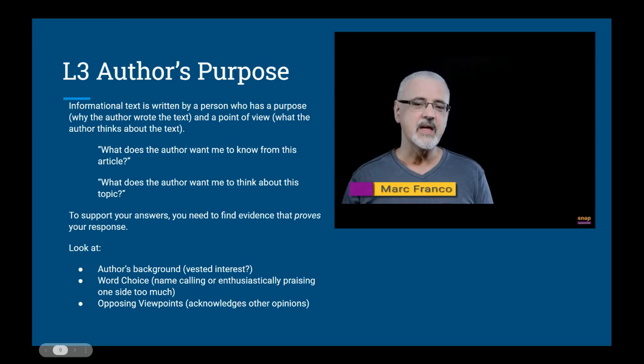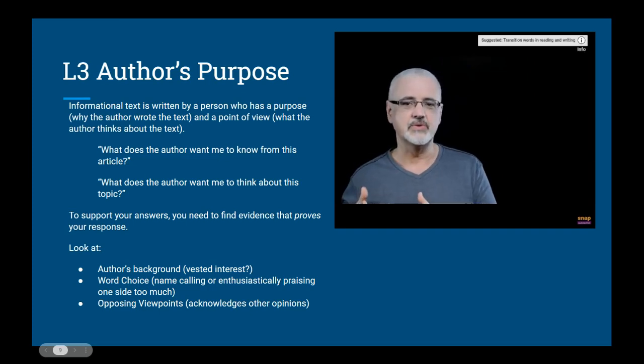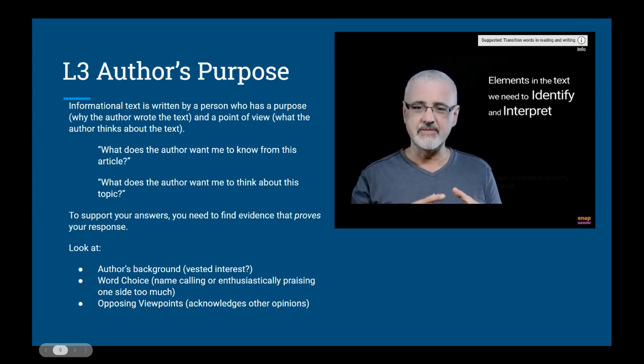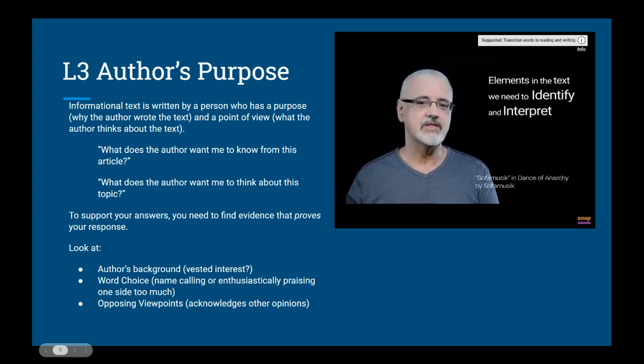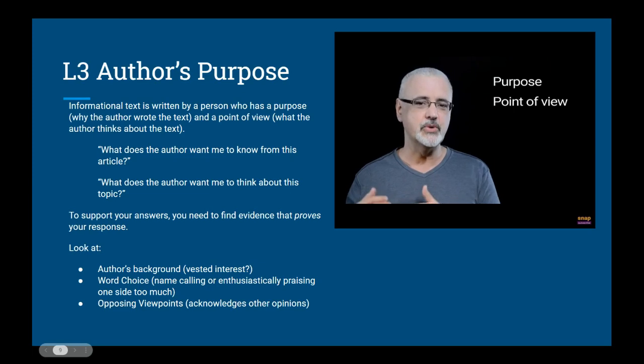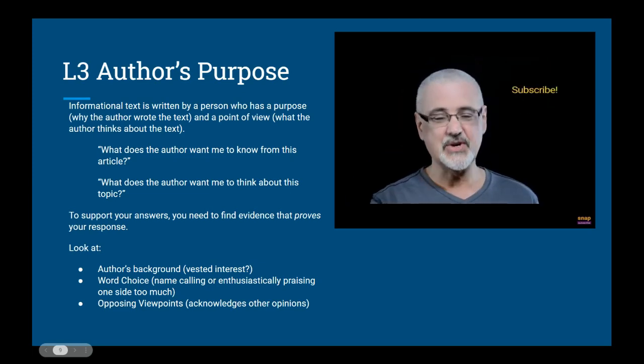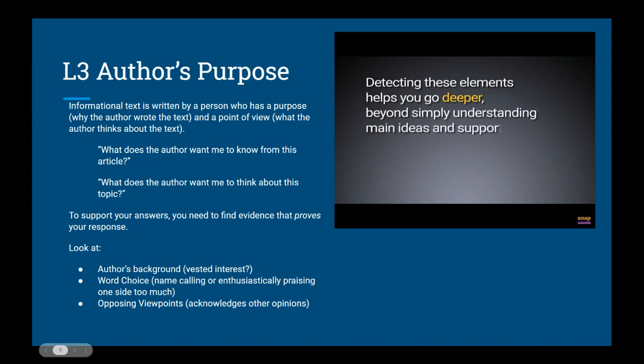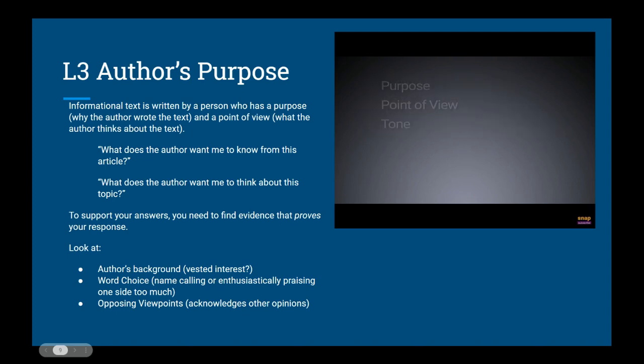Mark Franco here. This is one in a series of videos where we'll look at elements in the text we need to identify and interpret: the author's purpose, point of view, and tone. Make sure you subscribe to Snap Language so you won't miss any of our videos. These elements of writing affect what the writer actually says and how the writer says it. As the reader, detecting these elements helps you go deeper beyond simply understanding main ideas and supporting details.